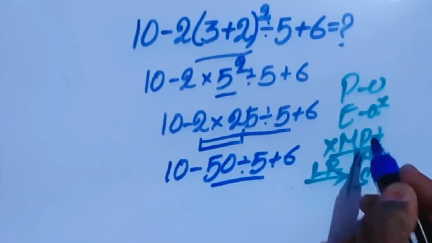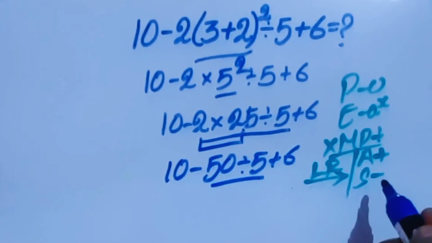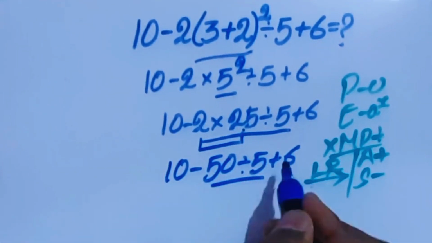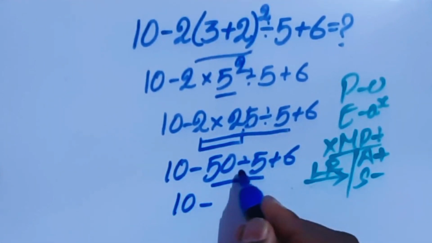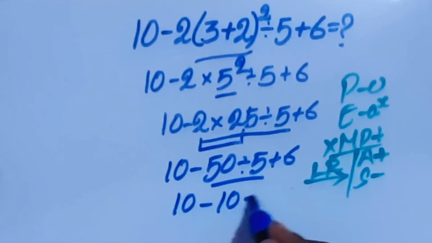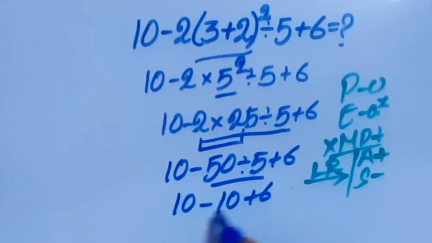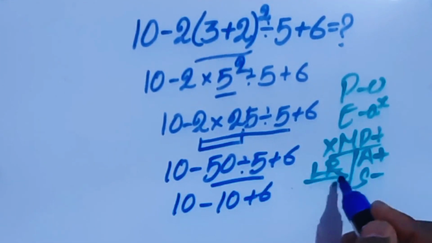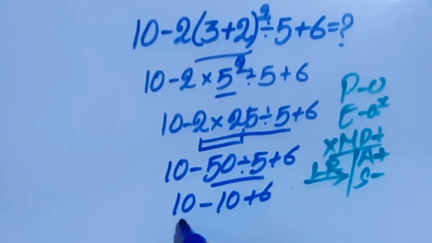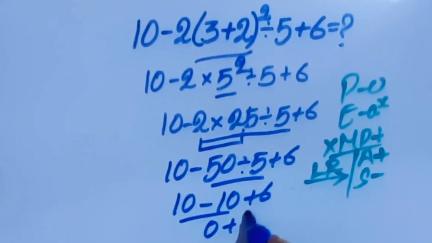Here division is higher priority than addition and subtraction, so we have to do the division before the addition and subtraction. So 10 minus 50 divided by 5 is 10, plus 6. Here we have subtraction and addition. Both are equal priority, so we use the left to right rule. Left to right is this one: 10 minus 10 is 0, plus 6 equals 6, which is the correct answer.